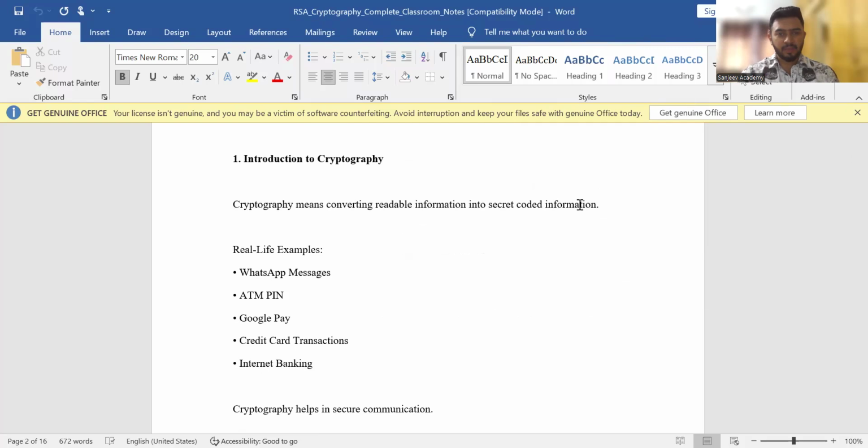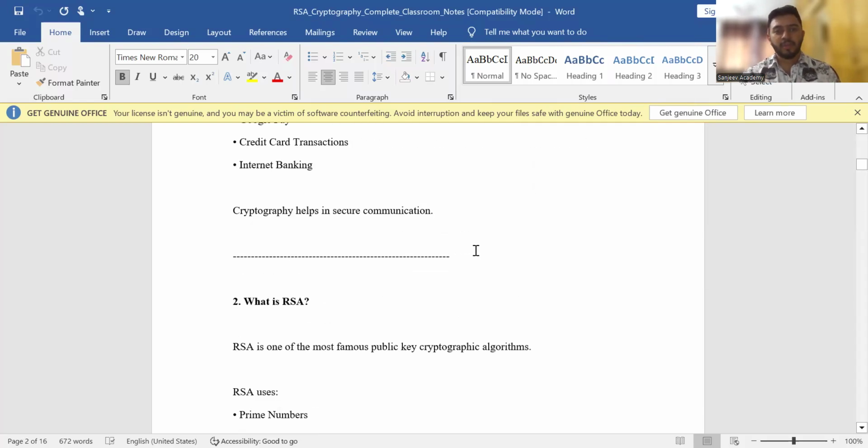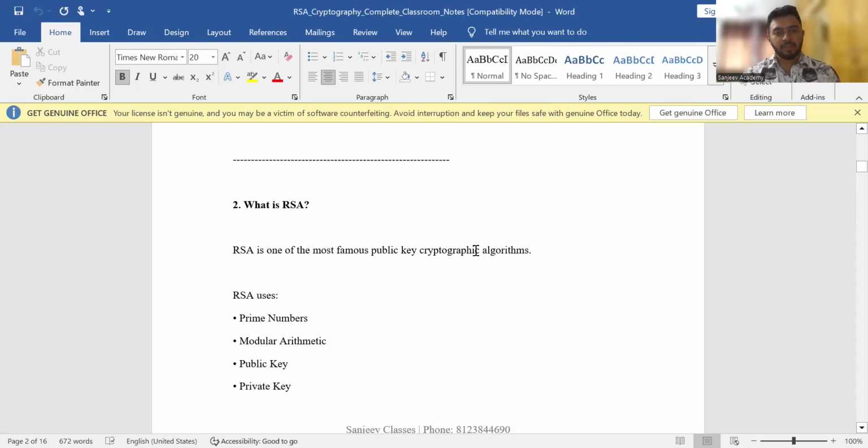So obviously some theory, correct? Cryptography, which means coded information. Maybe in our WhatsApp, we use the pin, correct? And then what is it? ATM machine, Google Pay, credit card, CVV, all of those things. So secure communication. Okay, fine.